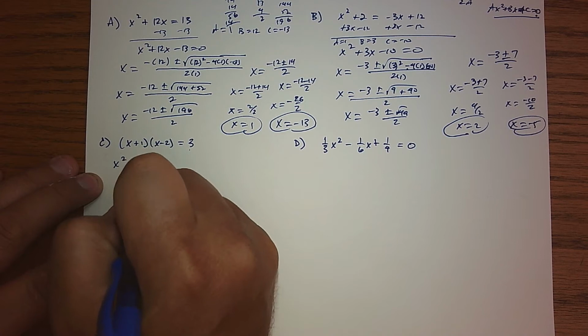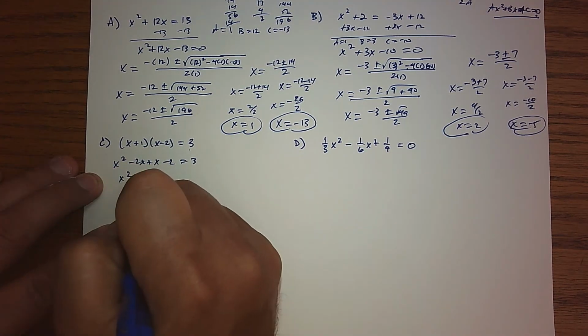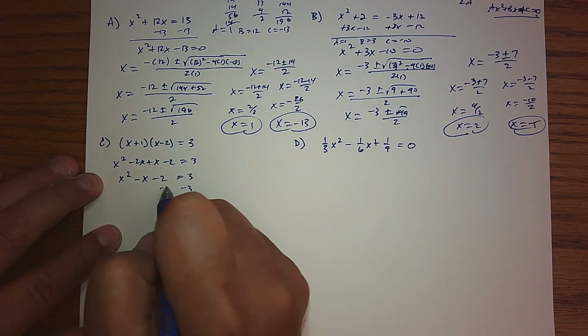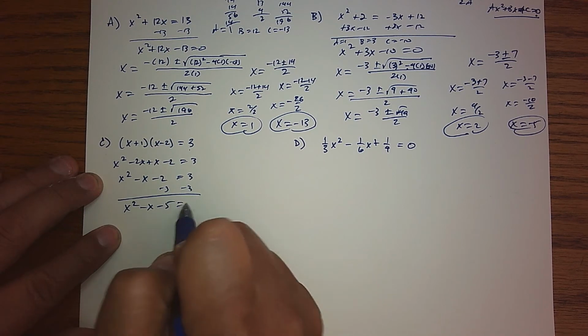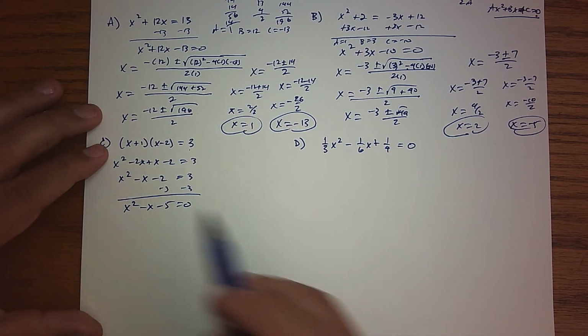So let's FOIL this side out. That would give us x squared minus x minus 2, and then set it equal to 0. That gives us x squared minus x minus 5 is equal to 0. So now we have the situation where we need to use the quadratic formula.